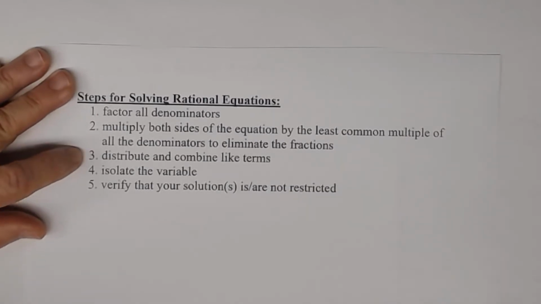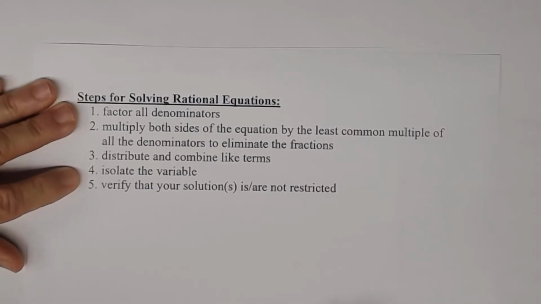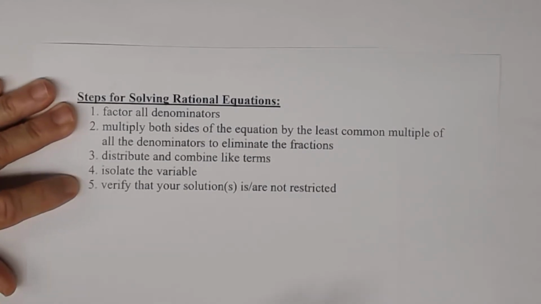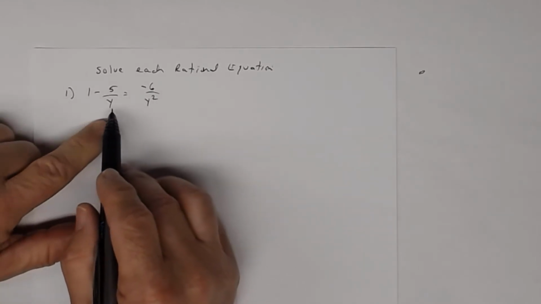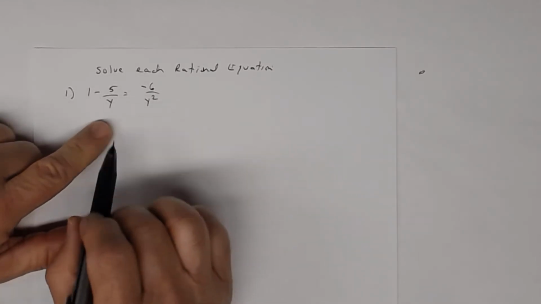Then you can distribute and combine like terms. You're going to isolate the variable. And then you're going to verify that your solution is or solutions are not restricted. Okay, so let's look at number one. So number one, first thing you want to do is to make sure that these denominators are factored.